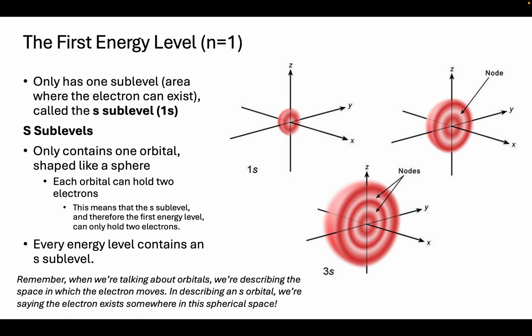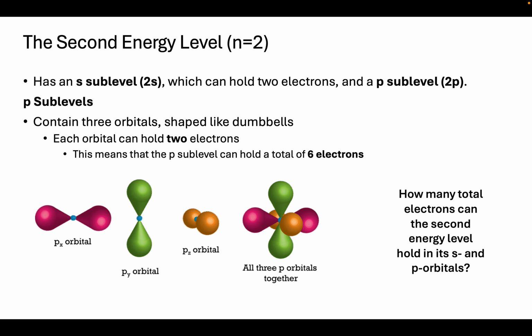Now, every energy level has an S sublevel. Okay? It's not unique to the first one. It's just first seen in the first one. The other energy levels have S plus other stuff. So let's get into that. The second energy level, we see N equals 2. It does have its S sublevel. We call that 2S. Like I said, they all have the S. That one can hold 2 electrons, but it also has a P sublevel. We would call that 2P, 2 for the second energy level, P to describe the sublevel. So let's learn about those.